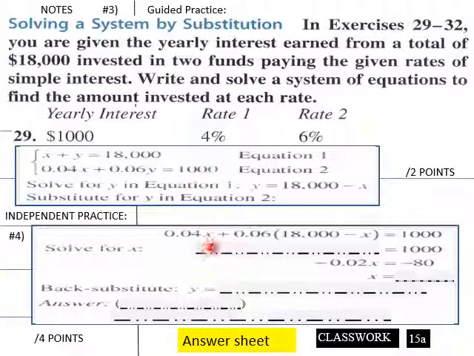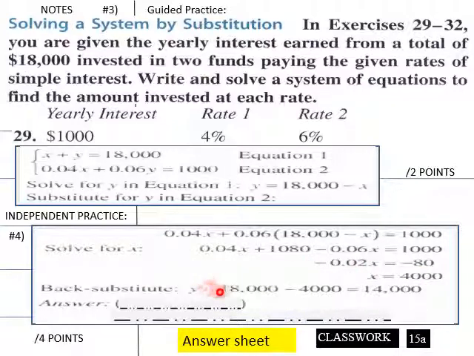So 0.04x plus 0.06 multiplied by 18,000 minus x equals 1,000. When you multiply this through, we get 0.04x plus 1,080 minus 0.06x equals 1,000. Now, we move this over here and see 0.04. We combine these two together. We get negative 0.02x equals negative 80. So x would equal 4,000.